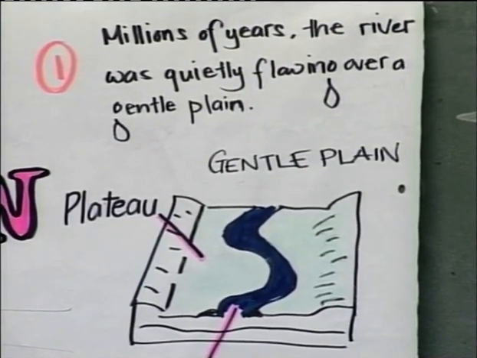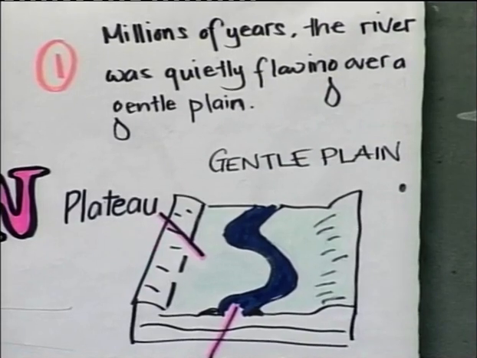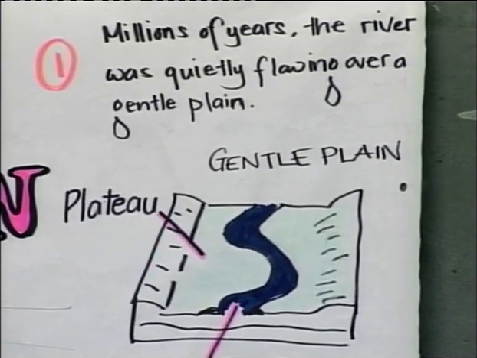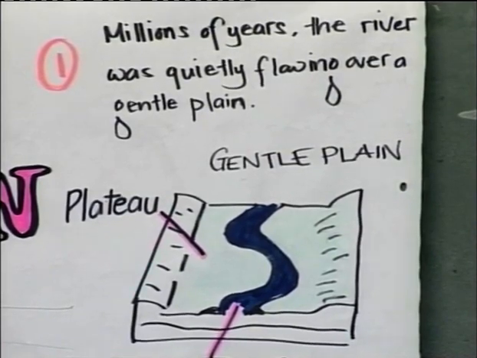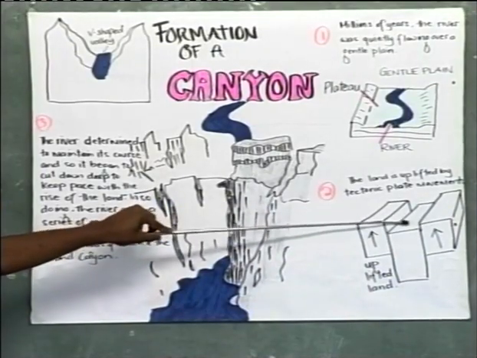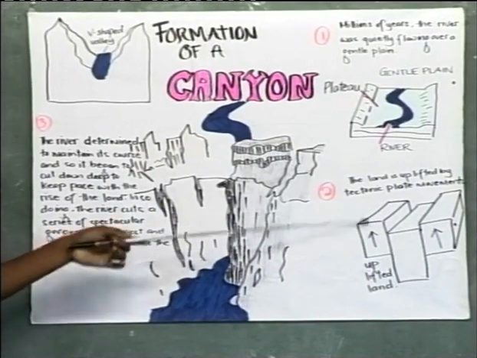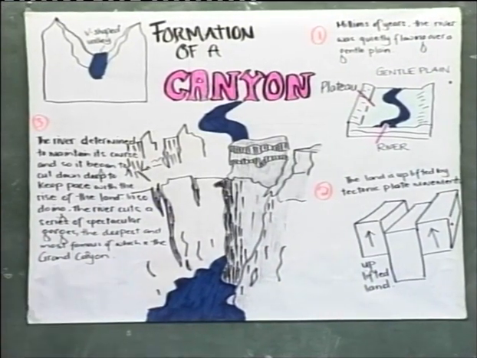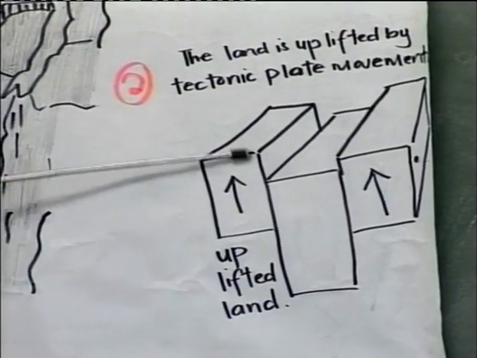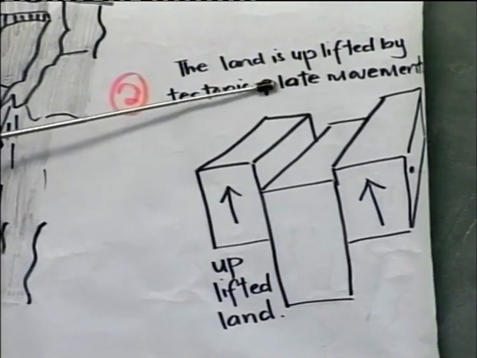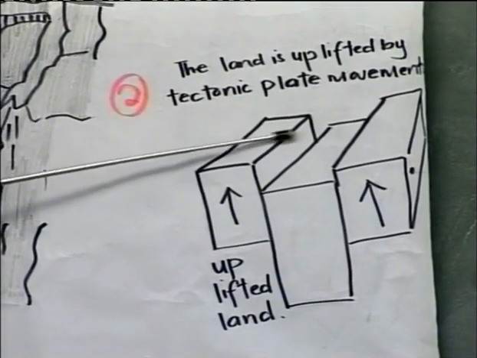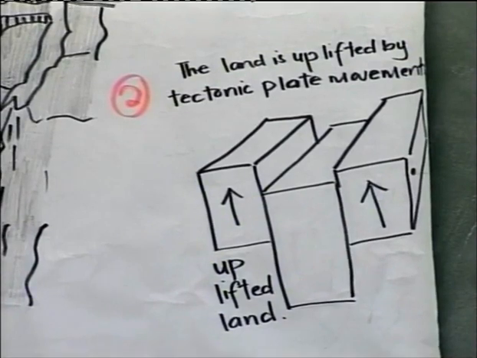If the region is arid, then there will be little weathering on the valley sides, and the gorge will be very impressive. As this shows, a canyon is similar to a gorge, but the canyon can be formed from uplifted land through tectonic plate movements.